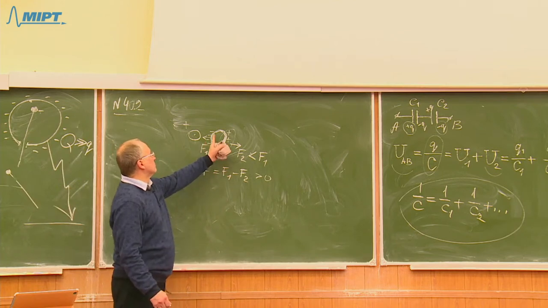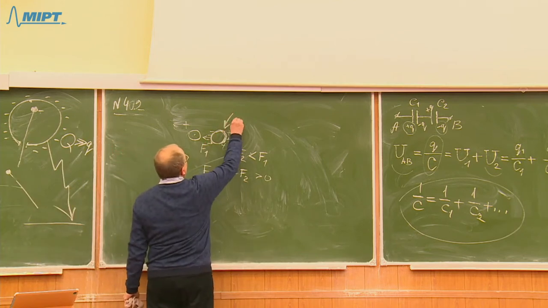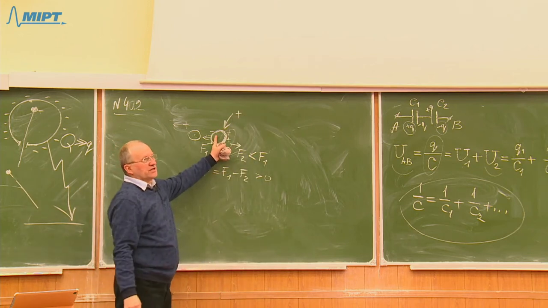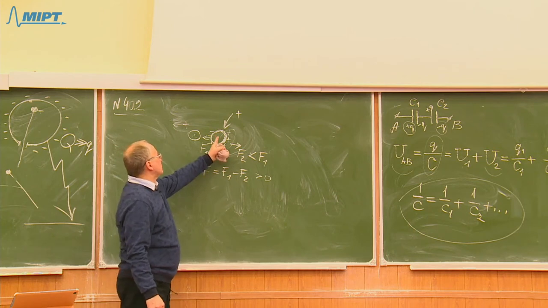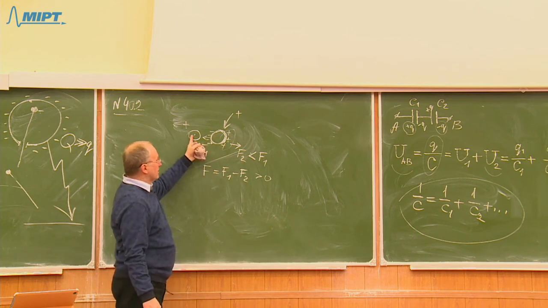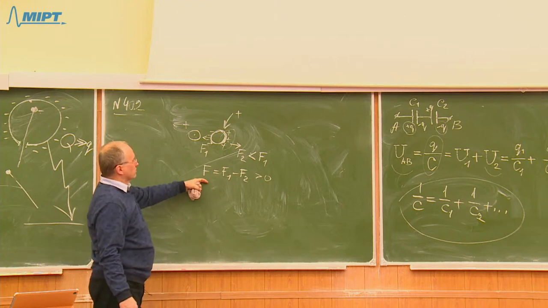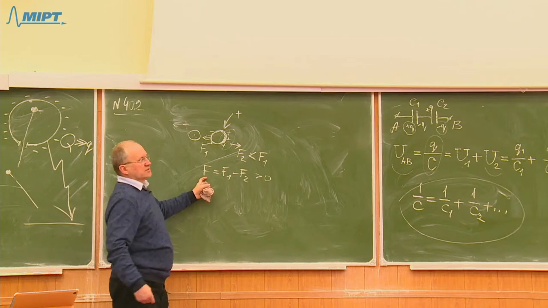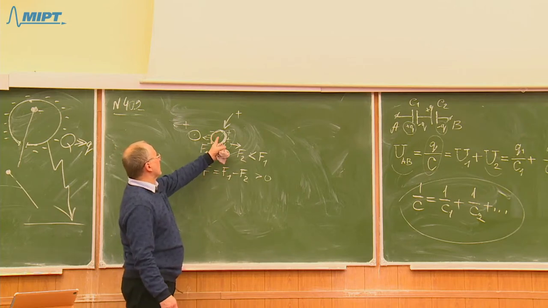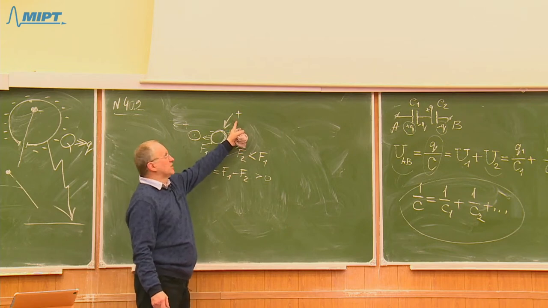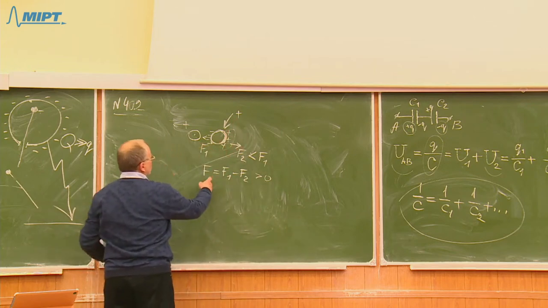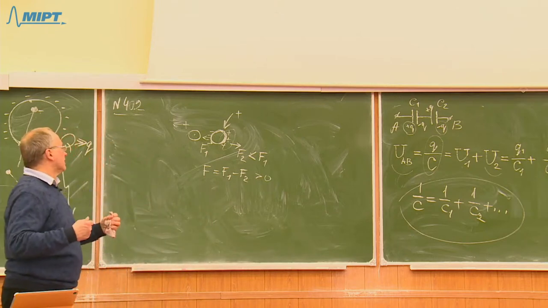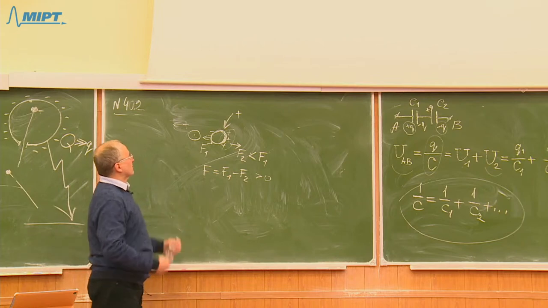Now we continue this experiment by adding some small amount of positive charge here. That will result in additional repulsion between the balls. But the initial force was the force of attraction, and it was larger than zero, so it cannot be canceled immediately. We can put some additional positive charge. If it's not large, then the force of repulsion will be smaller than the force of attraction, and still the balls will keep being attracted to one another.